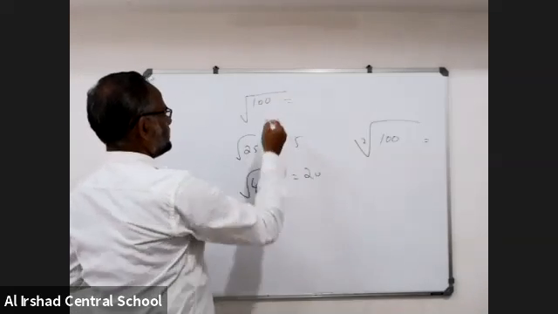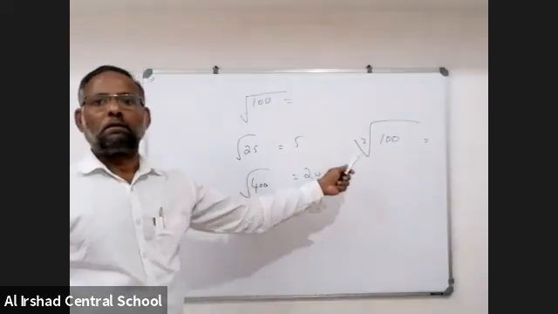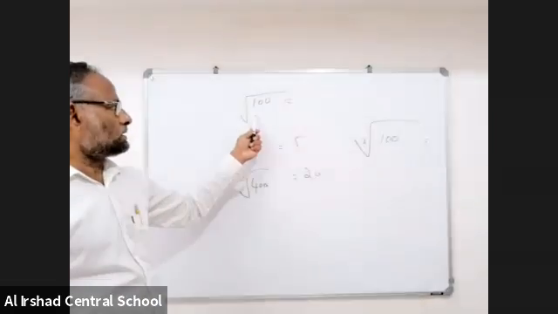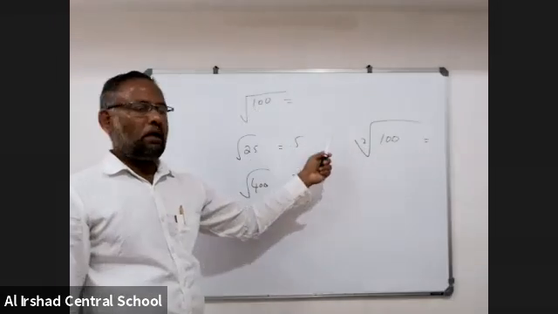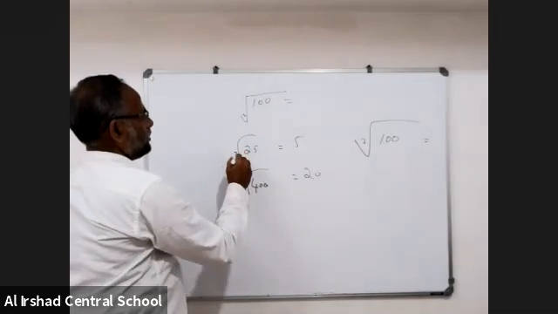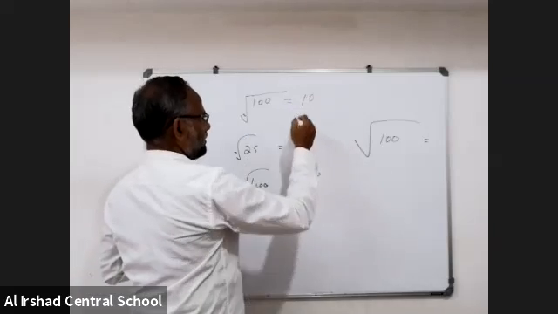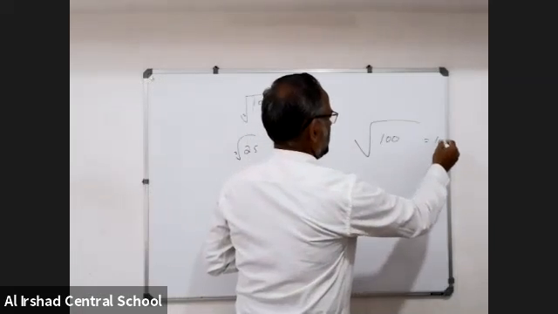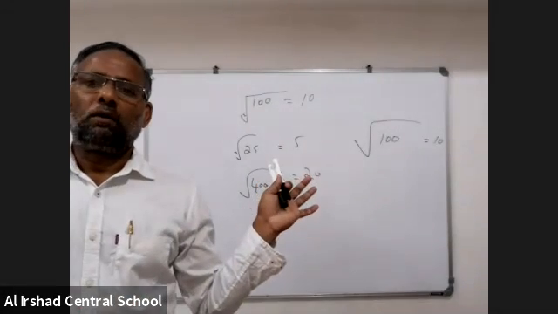Here I am writing this one. Here I am writing same thing. Both are same. Sir, here 2 is not there, here 2 is there. Yes, everywhere 2 is there. That is why square root, but you are not writing this one. Not yet writing. Square root of 100 is 10. That means this also 10. Square root, we are not writing square.